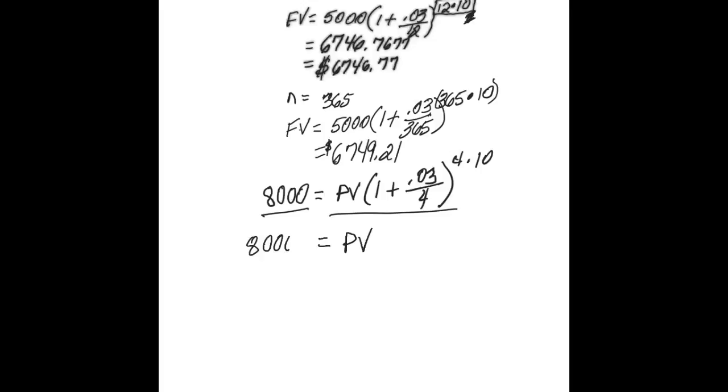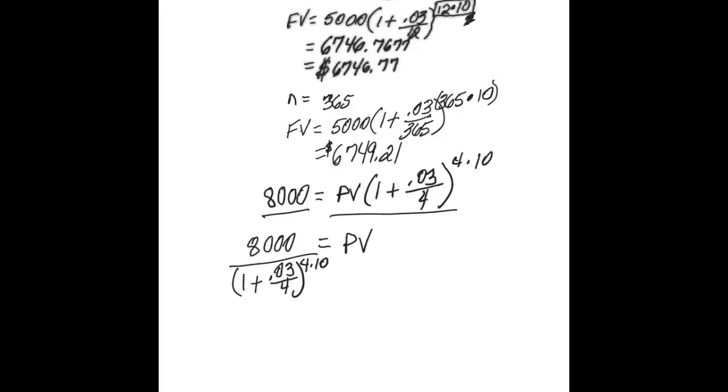So now we have PV is equal to 8,000, and you can put all of that into the calculator, divided by 1 plus 0.03, divided by 4, raised to the 4 times 10 power. And that gives me my PV value, which is now equal to $5,933.18.